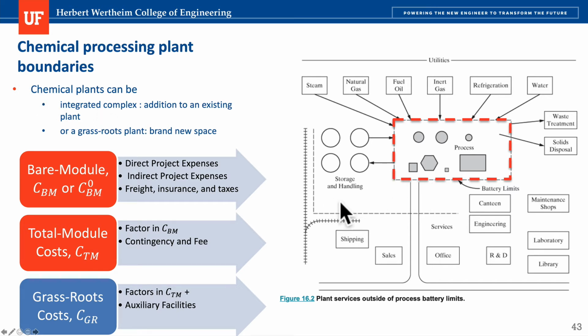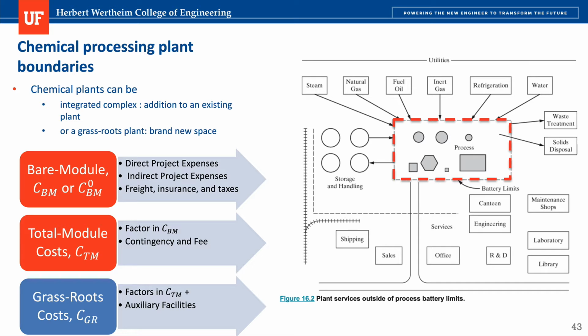If your plant is from scratch, a completely new plant, then you need to calculate what is called the grassroots cost. That includes a factor applied to the total module cost, plus auxiliary facilities. So notice all of the auxiliary facilities that are needed for the capital investment. I want to point out that the utilities, the waste treatment, and the solid disposal are part of the costing, but not of the fixed capital investment. Those are things that we pay every year, every month. So they are going to be part of the operational cost of the plant.